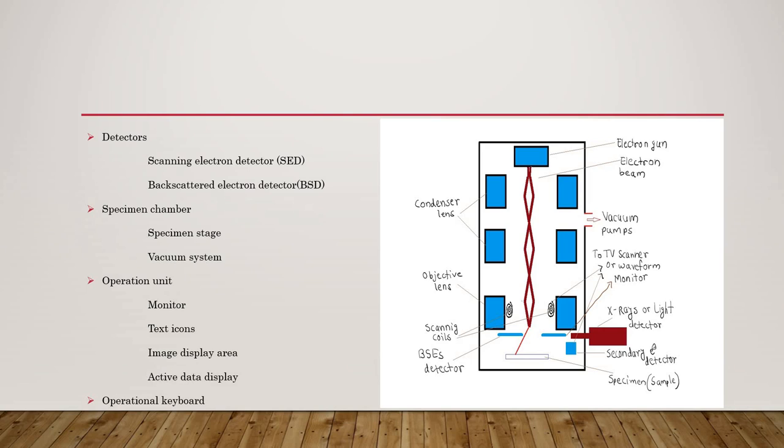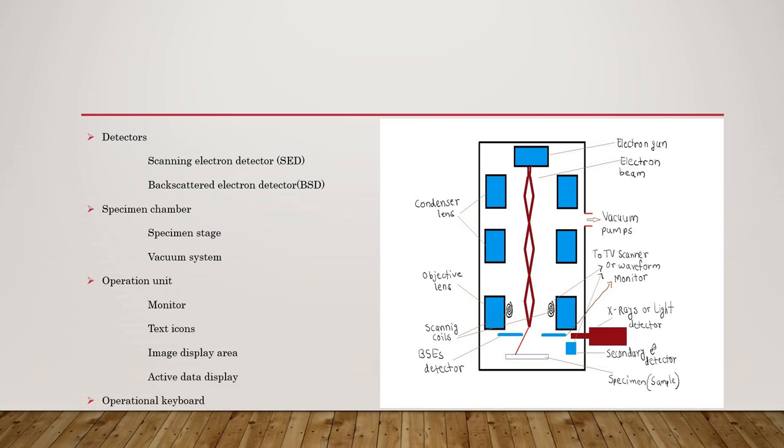Then the specimen chamber. The specimen chamber is maintained at high vacuum that minimizes scattering of the electron beam before reaching the specimen. This is important as scattering or attenuation of the electron beam will increase the probe size and reduce the resolution, especially in the secondary electron mode. A high vacuum condition also optimizes collection efficiency, especially of the secondary electrons. The specimen chamber contains the specimen stage and vacuum system.